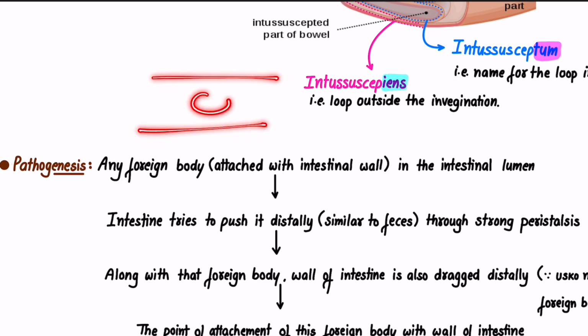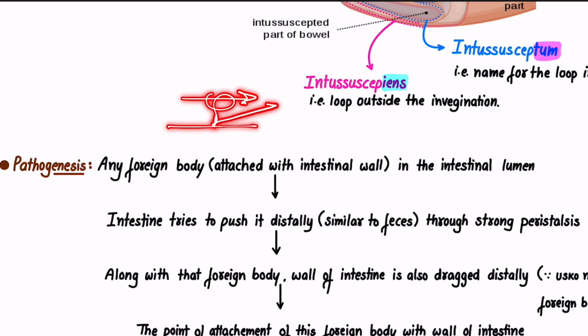Similarly, consider any foreign body present in the lumen, but specifically one that is attached to the intestinal wall. If this foreign body is attached to the intestinal wall, the intestine will try to push this foreign body towards the anal opening, in the distal direction. So it will perform vigorous peristalsis so that this body can move distally. What happens here? Since this body is attached to the wall of the intestine, along with this body, the wall of the intestine is also dragged distally.